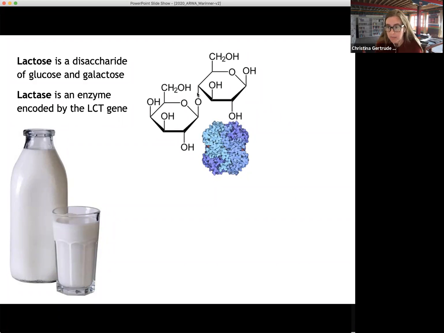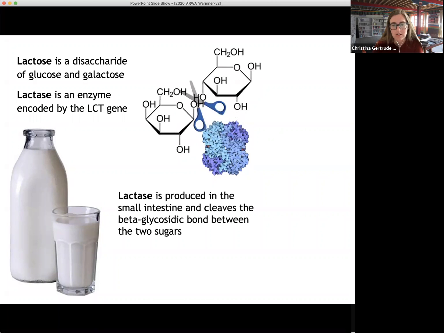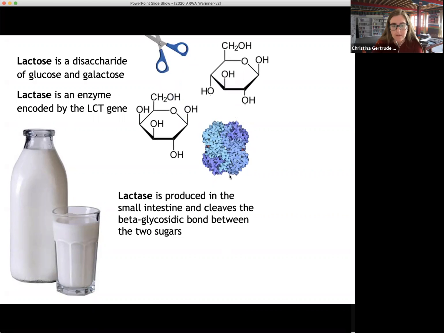This bond is hard to break, and it requires a very specific enzyme called lactase, which is encoded by the lactase gene. And lactase acts like a kind of molecular scissors to cut those two sugars apart. It's produced in the small intestine, and it breaks that beta-glycosidic bond between the two sugars. Our intestines cannot absorb these disaccharides. We can only absorb simple sugars. And so we must break these sugars apart into their individual components for us to be able to absorb them into our body and derive nutritional benefit.